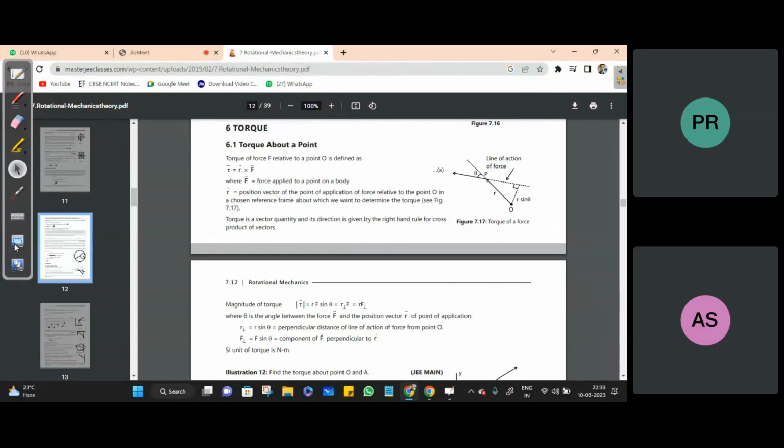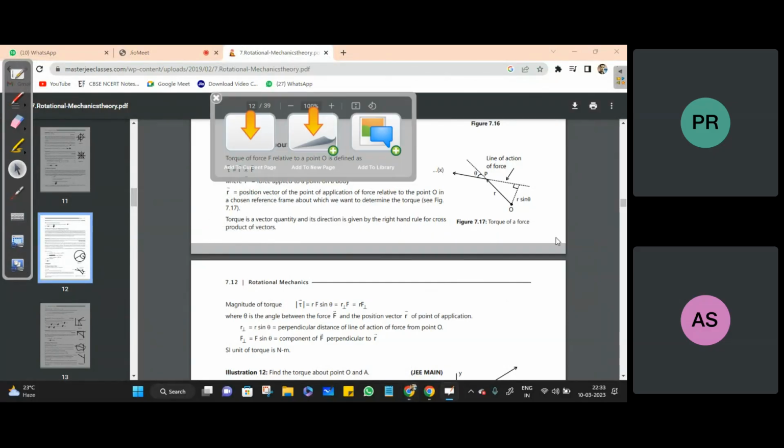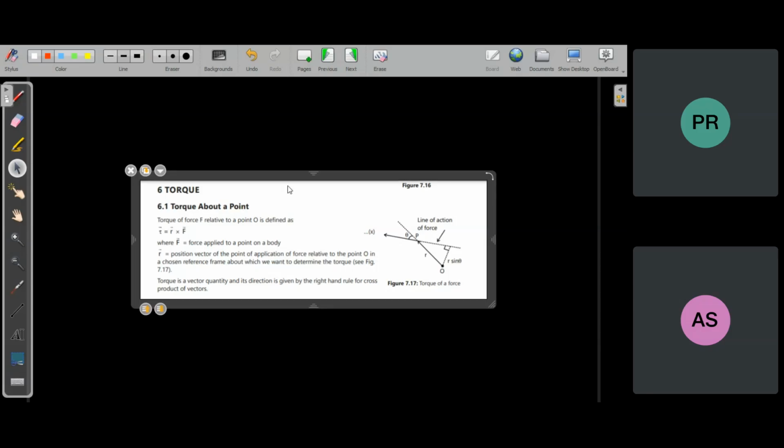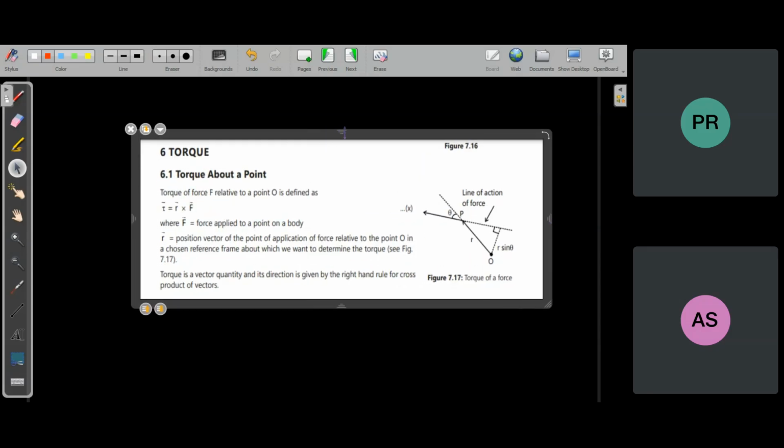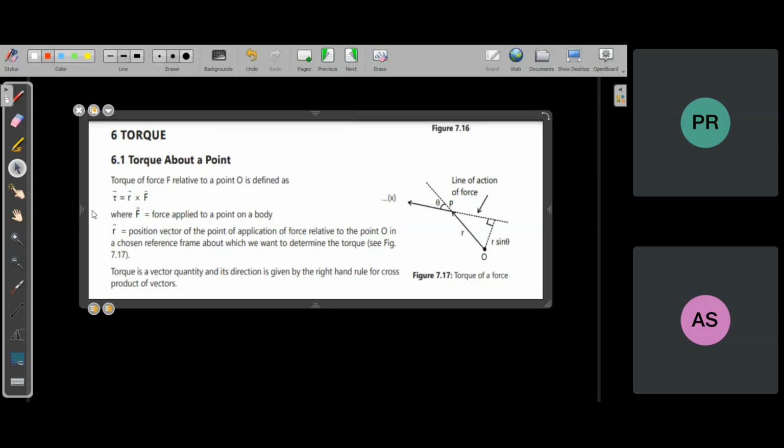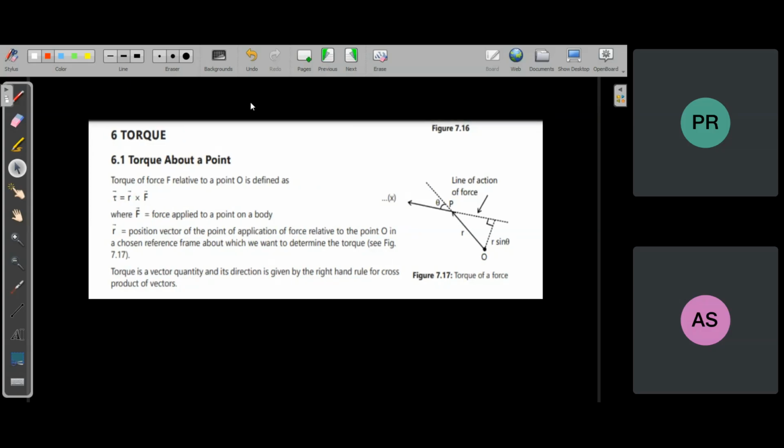And now we are introducing torque. First of all, you have to understand what torque is. Torque is defined as the turning effect produced by the force. For example, a door is there, and when you apply force on the door, the door starts turning, rotating. That turning effect, which is produced due to force, is called torque.